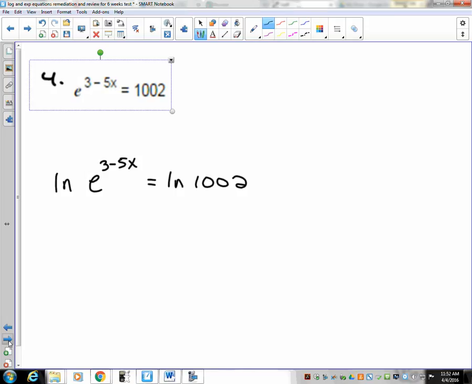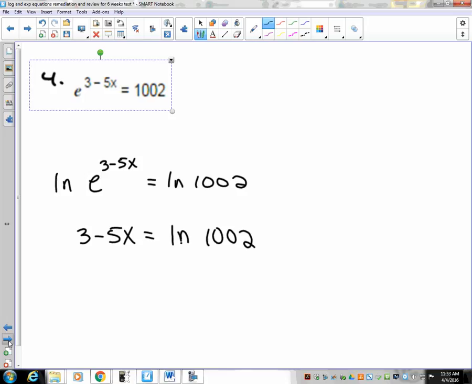All right. So, power property or no? No. Okay. So the natural log of e to the 3 minus 5x would be 3 minus 5x. Okay. And that equals the natural log of 1002. All right, subtract the 3. But you don't keep it with natural log, you subtract the 3.